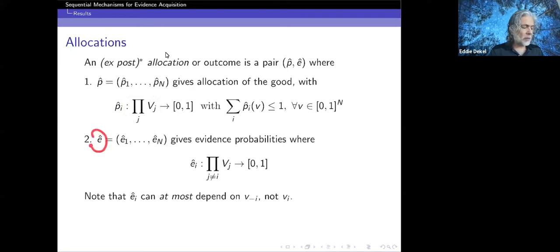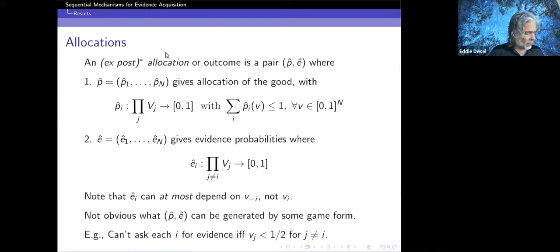Okay. The second feature of the ex post allocation is the evidence probabilities. And the evidence probability is the probability with which I ask person i for evidence. And this can depend at most on everybody else's values. Obviously, it can't depend on i's own value, because if we're asking i for evidence, it's before i knows his or her value. But in addition, it's not true that it can always depend on everybody's values. I think I have an example.